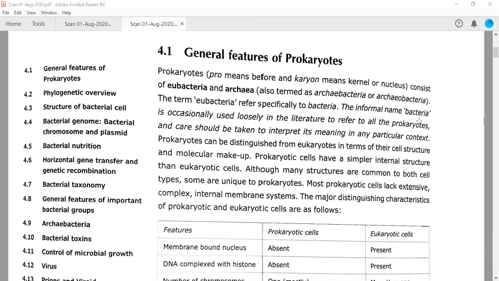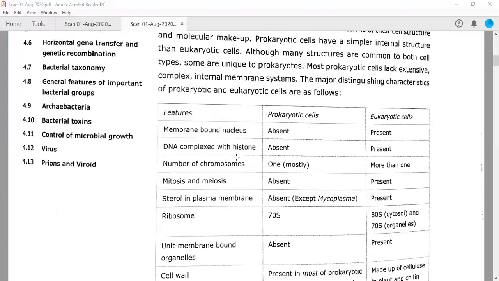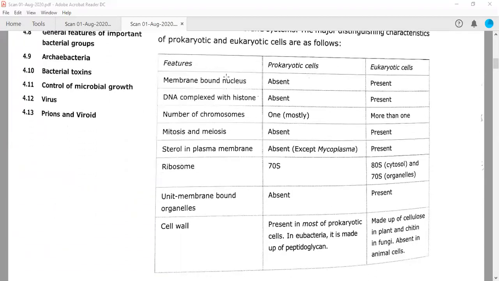The informal name bacteria is occasionally used too loosely in the literature. Somewhere you will find that we generally call them bacteria, but in the literature it is referring to prokaryotes, and this bacteria, meaning prokaryotes, comprises both eubacteria and archaea actually. So now you are aware that these are two different domains of life, therefore care should be taken to interpret its meaning in any particular context. Prokaryotes can be distinguished from the eukaryotes in terms of their cell structure and molecular makeup. There are many differences which are given in the form of a table.